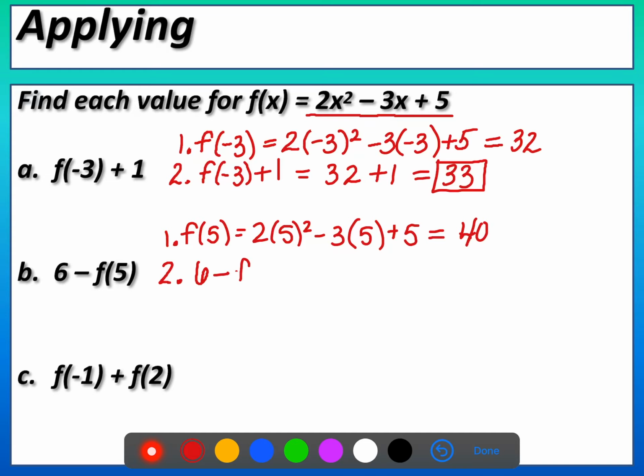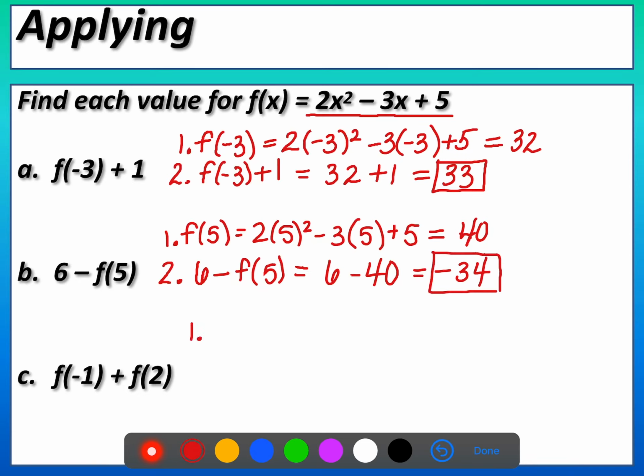Now step number 2 is going to be 6 minus that value of f of 5. So it's 6 minus 40. Okay, watch your signs. Our final answer should be -34.